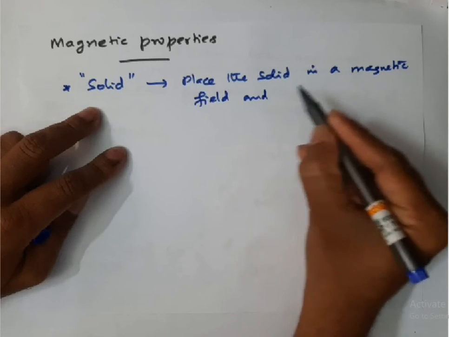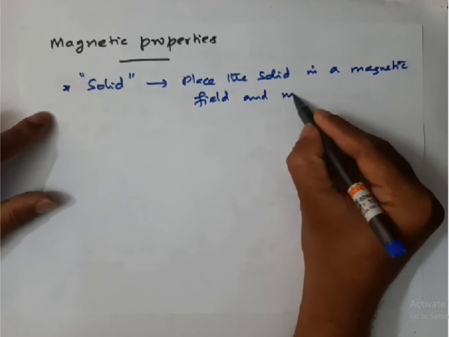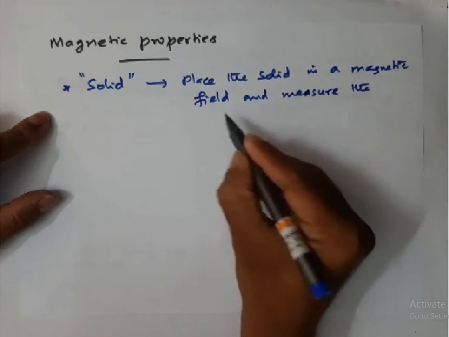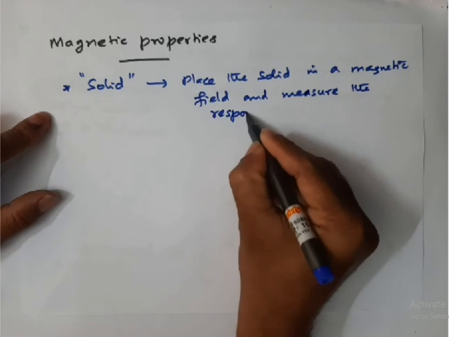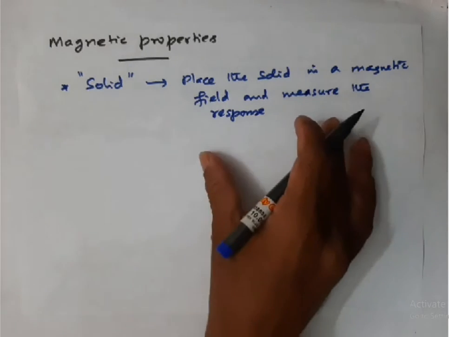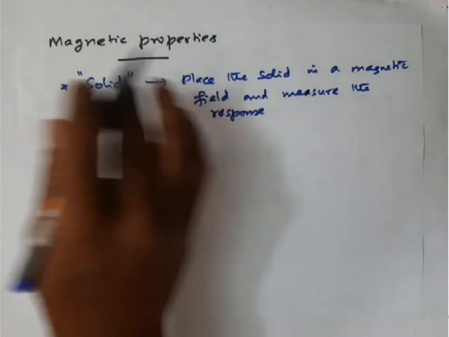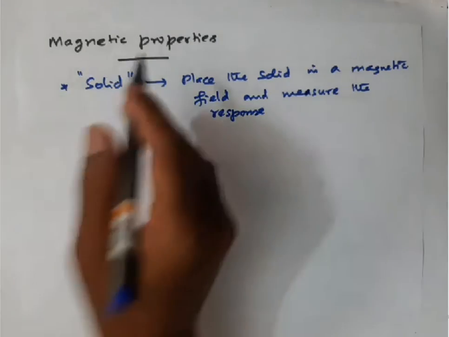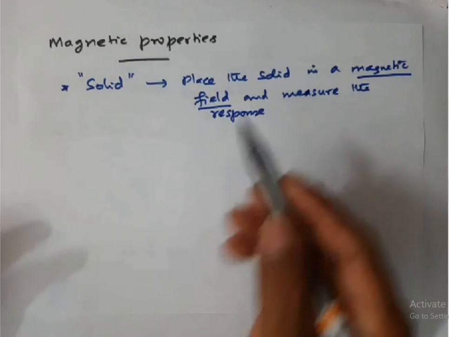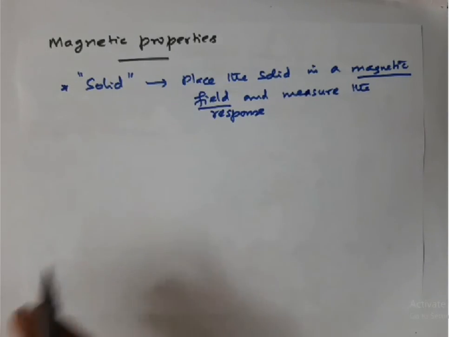And measure the response. Measure the response of the material. How the material responds to the applied magnetic field. Based on the response that we get, we classify the solids. We are keeping it in a magnetic field; in a magnetic field, how does the solid respond?